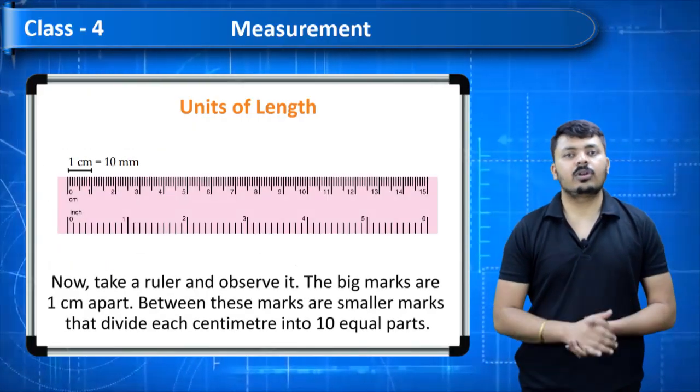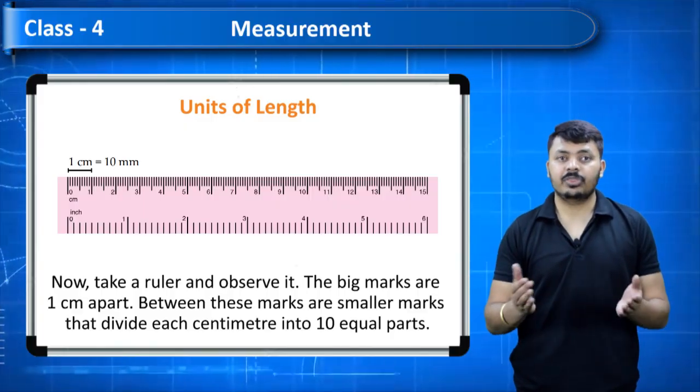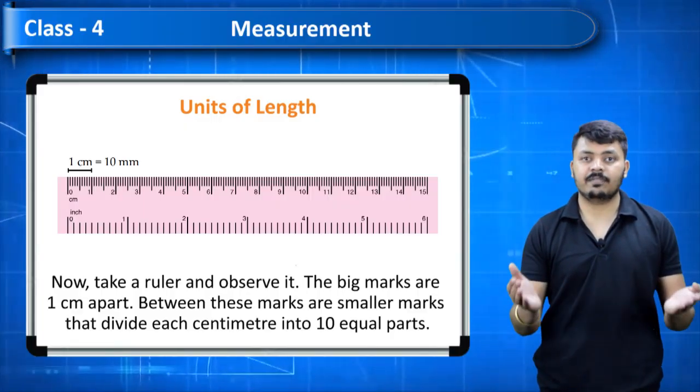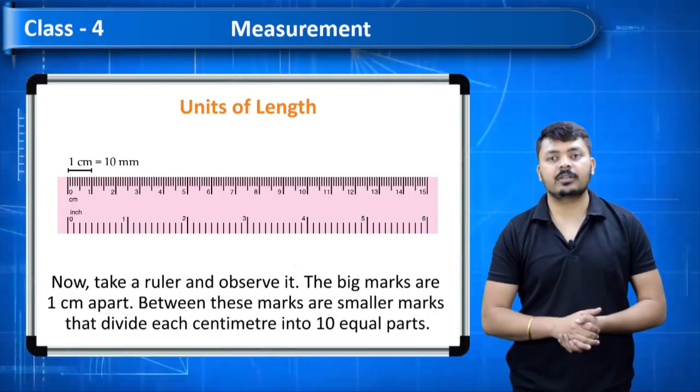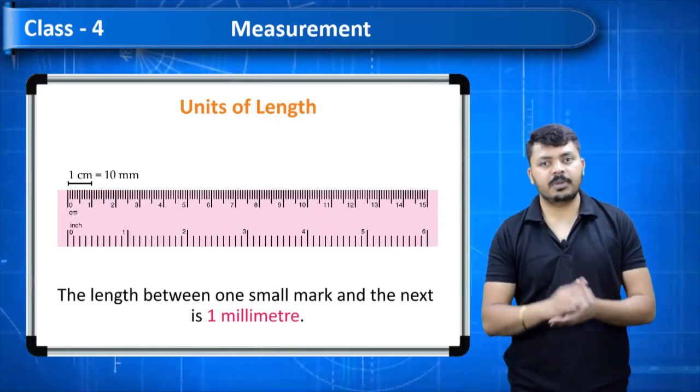Now take a ruler and observe it. The big marks are 1 centimeter apart. Between these marks are smaller marks that divide each centimeter into 10 equal parts. The length between one small mark and the next is 1 millimeter.